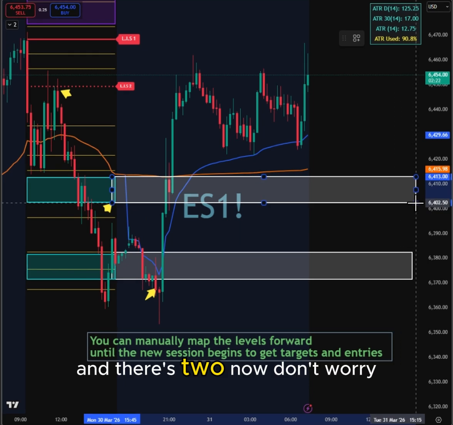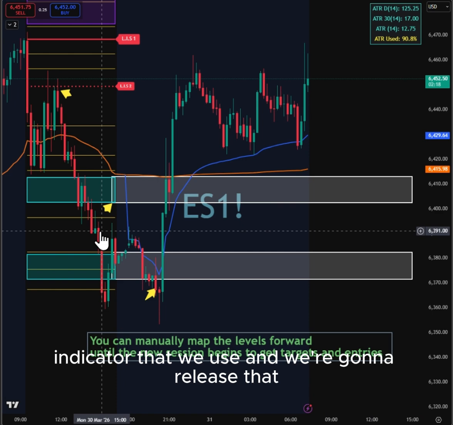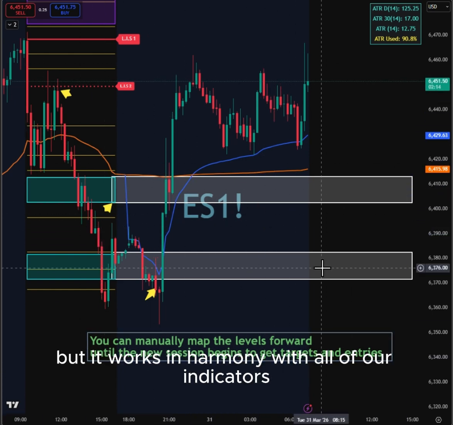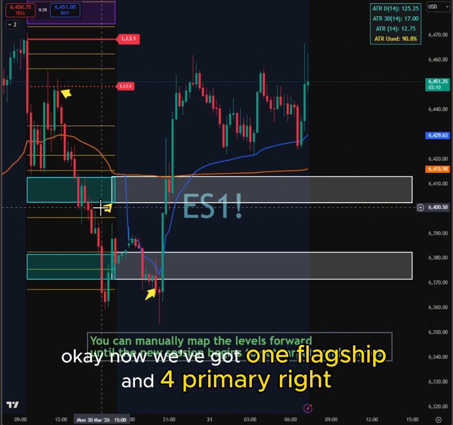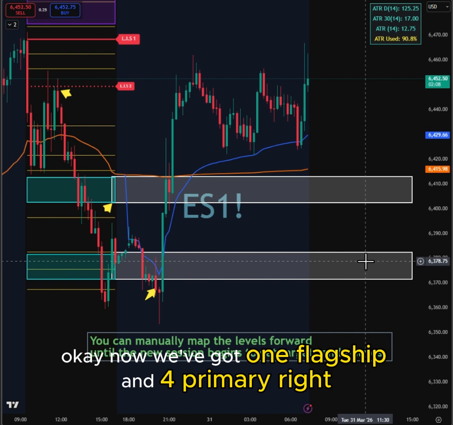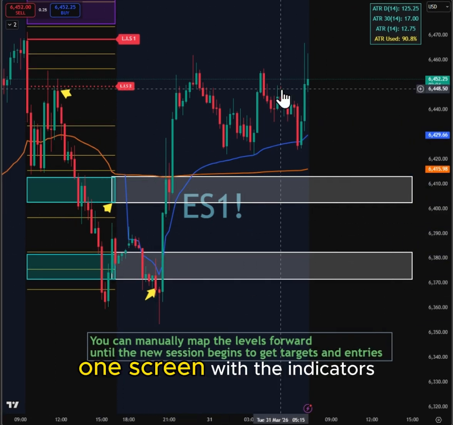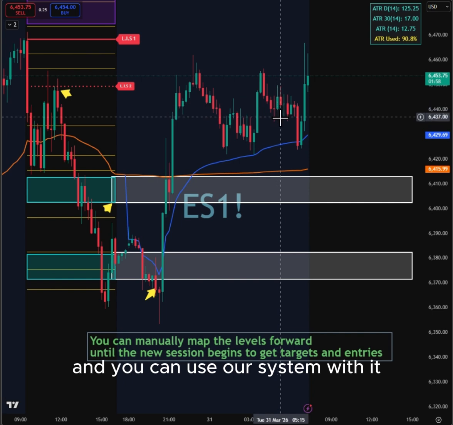And there's two. Now don't worry, we do have a pre-market indicator that we use, and we're going to release that, but it works in harmony with all of our indicators. They work in harmony with one another, okay? We've got one flagship and 4 primary, right? So that essentially you'll have one screen with the indicators. They work along with any system, and you can use our system with it.